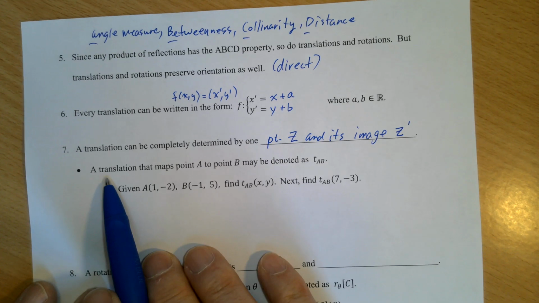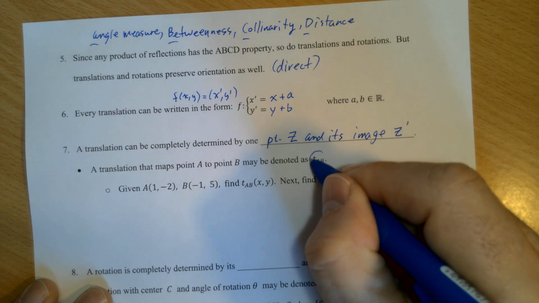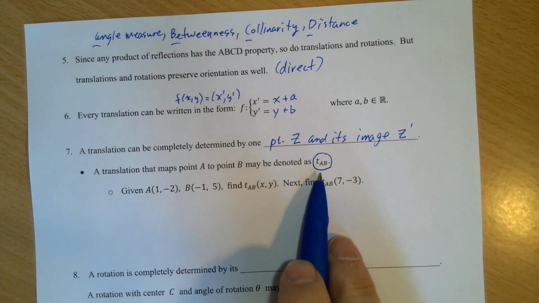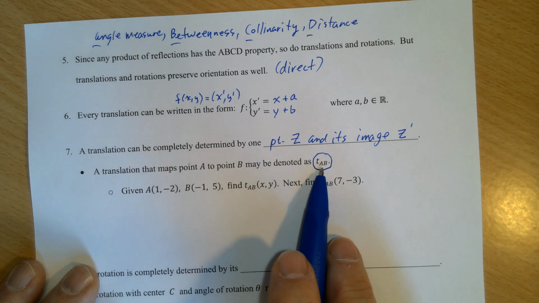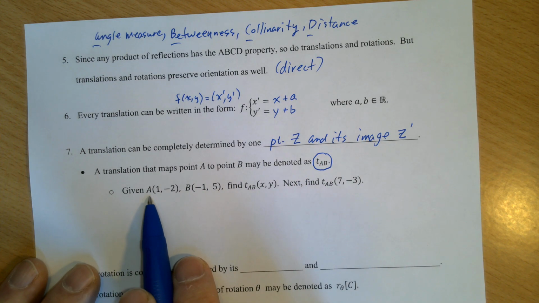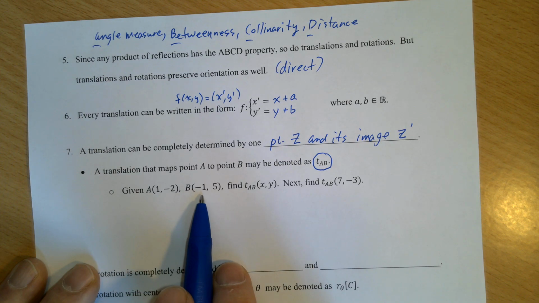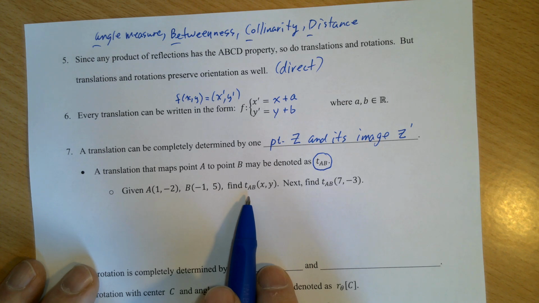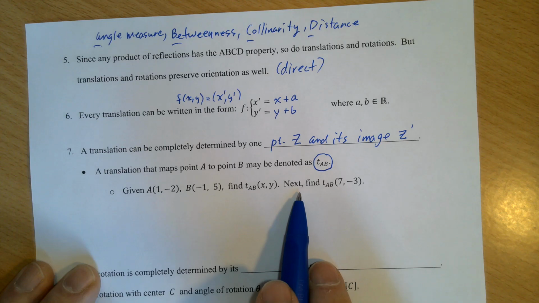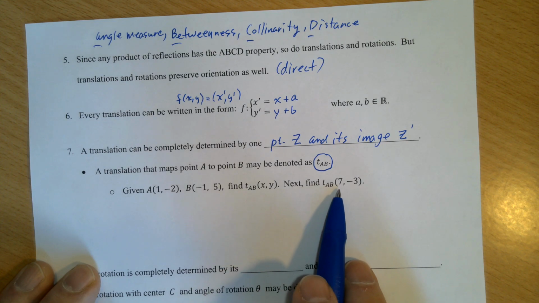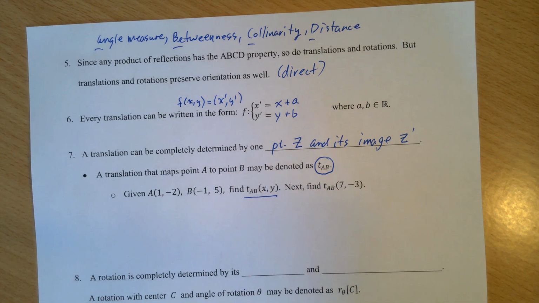So let's look at an example here. A translation that maps point A to B is written like this. Little t for translation. And then A and B are 2 points. And so let's just say that A is the point 1, negative 2. And point B is negative 1, 5. Find TAB of xy. Then let's find TAB of a very specific one, 7, 3. This is finding everything. This tells us what to do.